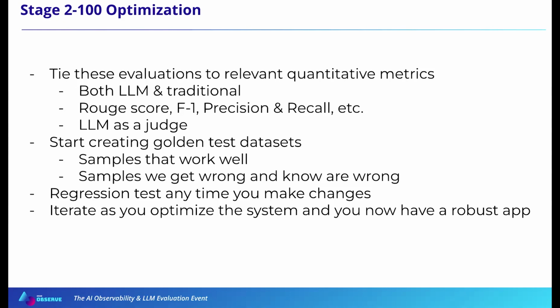Start to create golden test data sets. We want to have samples that we know should be right, samples that we've tested ourselves. But we want to also pull in examples where our system was wrong, we flagged it. We had human feedback. We had feedback captured that our system was incorrect, users don't like this. Start throwing this in a spreadsheet. Start throwing this in whatever.